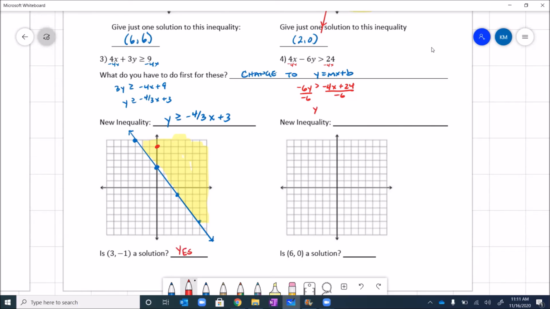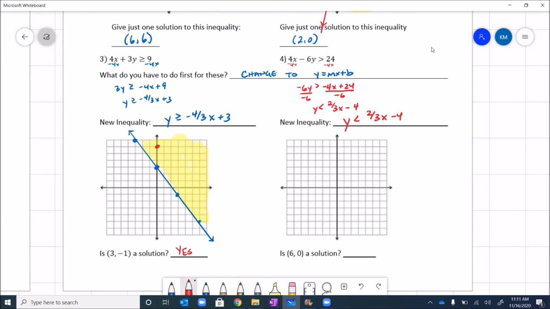And notice what I just did. I had to divide an inequality by a negative number. So that means I need to flip my sign. Don't forget that. So y is less than 2/3 x minus 4.